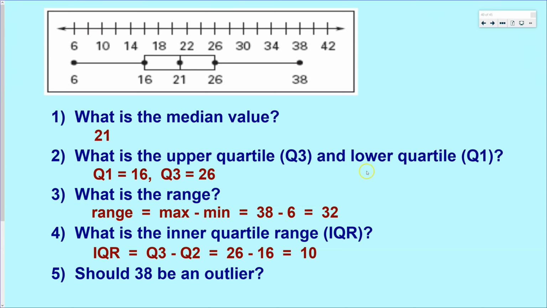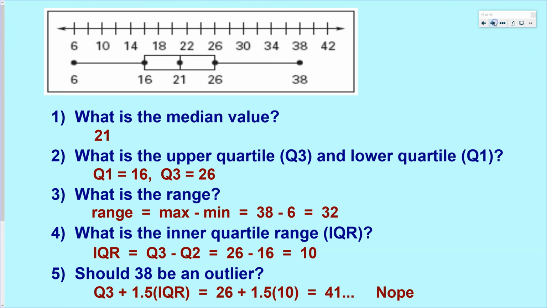And should 38 be considered an outlier? Again, we're going to go Q3 plus 1.5 times the IQR. If we get a number that's larger than 38, then 38 should not be considered an outlier. If we get a number that is smaller than 38, then 38 should be considered an outlier. If we do that calculation, we take 26 plus 1.5 times the IQR, which is 10, and we get 41. 41 is bigger than 38, so 38 falls within that range, so we're okay.